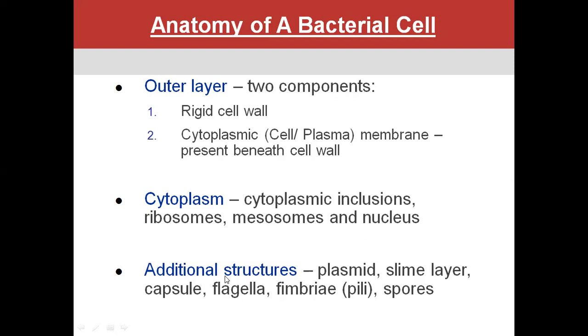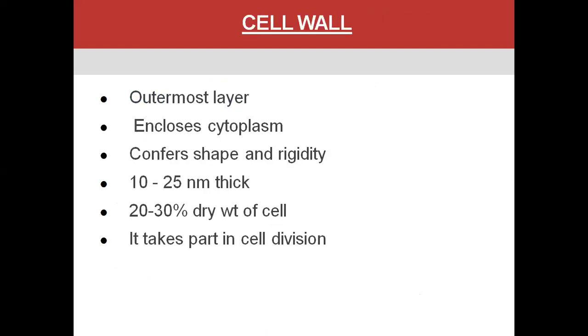And next, additional structures. Additional structures are plasmid, slime layer, capsule, flagella, fimbriae or pili, and spores. So these are the additional structures. We'll start with the cell wall.